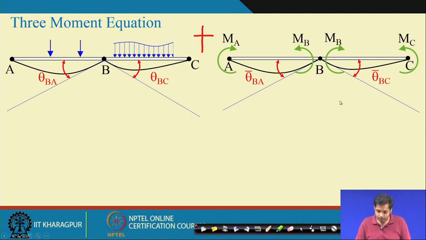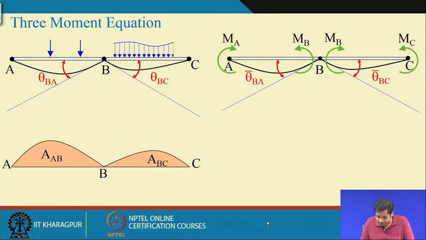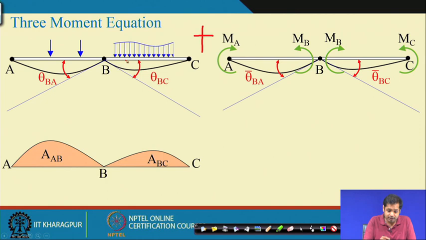Now, we can solve this using any method. Let us do it using the moment area method. In the moment area method, first we have to calculate the bending moment diagram. Suppose this is the bending moment diagram for A B, and this is the bending moment diagram for B C. Again, look at the bending moment, it should be consistent with the problem.